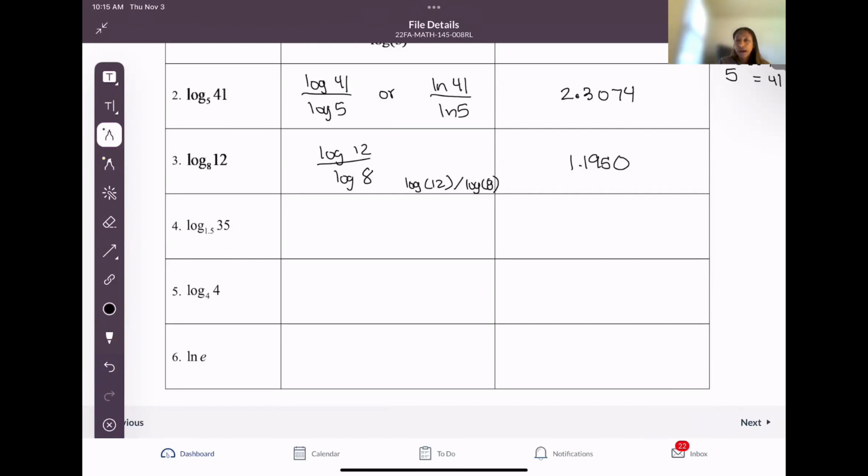On to number 4, log base 1.5 of 35. So this is, what power would I raise 1.5 to get 35? We do log of 35 over log of 1.5. And again, I just want to keep emphasizing that's the same as ln of 35 over ln of 1.5. And this gives us 8.7686. So 1.5 to the 8.7686 power is equal to 35.